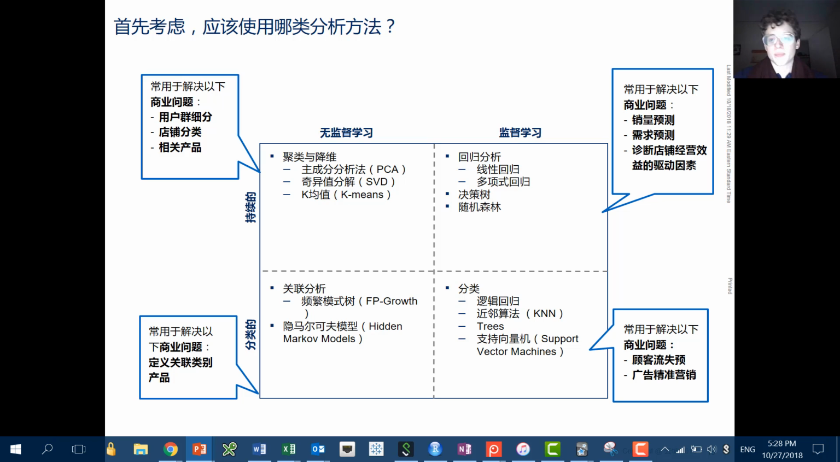We have decision trees. Those are these binary trees which say if you're more than X, you choose this. If you're less than X, you choose this. That's a decision tree. You have random forest, which actually could be continuous or categorical, could be used for either. But it's a little bit more of an advanced tree-based method. And so if you're doing supervised continuous learning, you might be predicting sales, forecasting demand, or finding drivers of store performance. So that's what you're doing here.